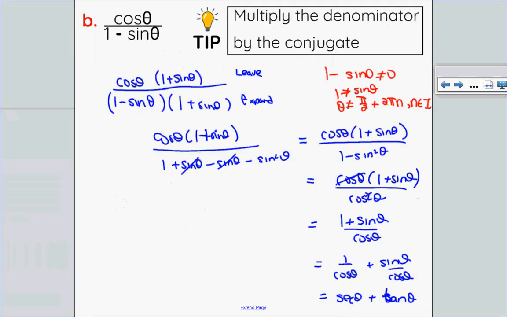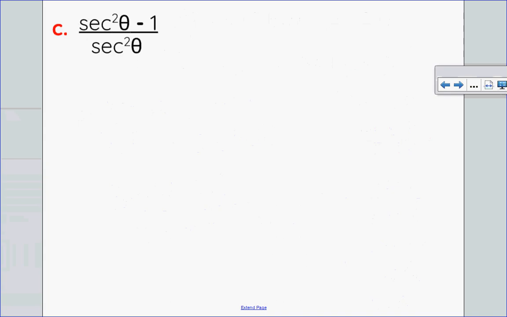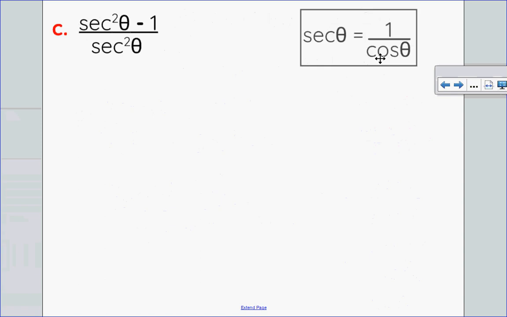Okay, one last one to try here. Let's look at this one here. So in this one here, secant squared minus 1 over secant squared. I know that secant is the same as 1 over cosine, so this will have restrictions anytime cos can't be 0. And I know that that happens at the x-intercepts, which are at pi over 2 plus pi n. The next intercept will be pi apart. So remember, memorize your cosine and sine restrictions. Helps make your life a little easier.